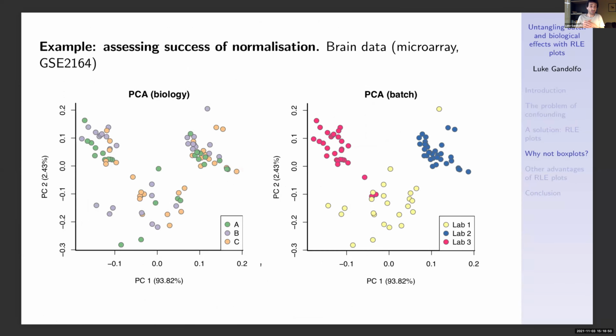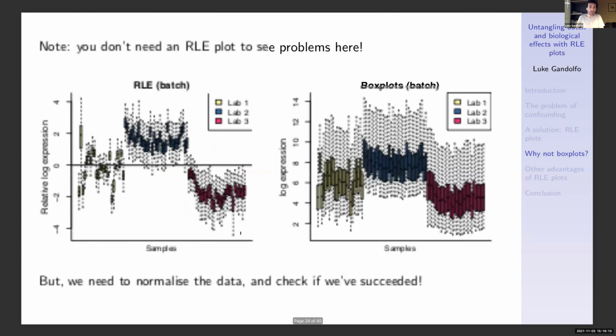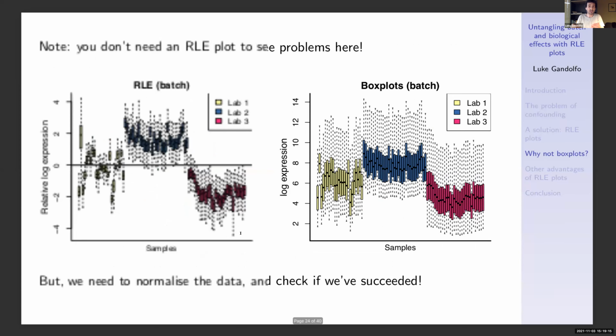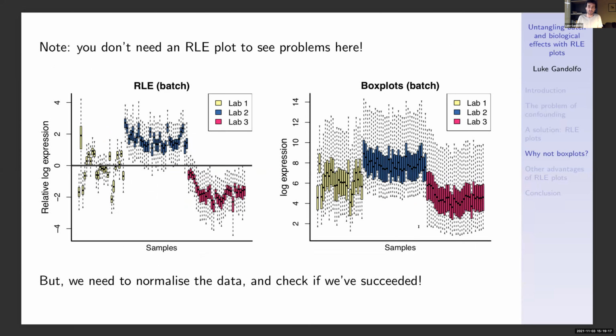What about an example where we're trying to assess the success of a normalization? And for this, let's take a particularly bad data set where we've got significant batch effect for 3 different labs, although I might point out that the biology is reasonably well distributed here. So this is a particularly bad data set. And indeed, you don't need an RLE plot to see problems here. The box plots show the batch effect just fine. So we definitely need to normalize the data here.